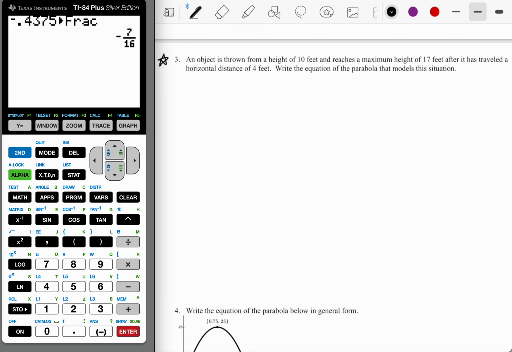...was thrown from a height of 10 feet, reaches maximum height of 17 feet after it's traveled a horizontal distance of 4 feet. We need to write the equation of the parabola that models the situation. Okay. That's a separate handout.